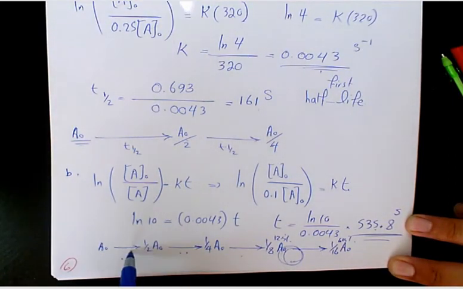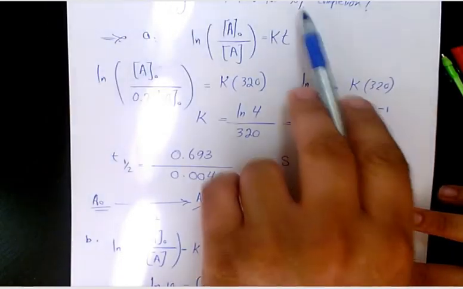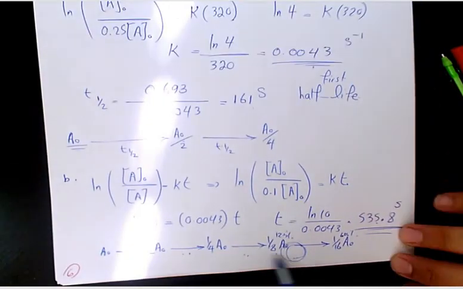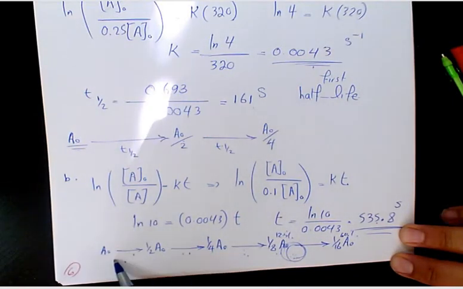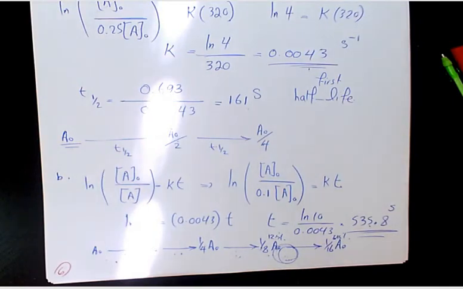So 3 times 160 is going to be 480, but we're a little bit past the 12.5% because we are looking for 90% completion. So the number we have must be a little bit greater than 480 seconds, which makes sense because we got 535.8 seconds. So that's how we deal with half-life time in first order reactions.